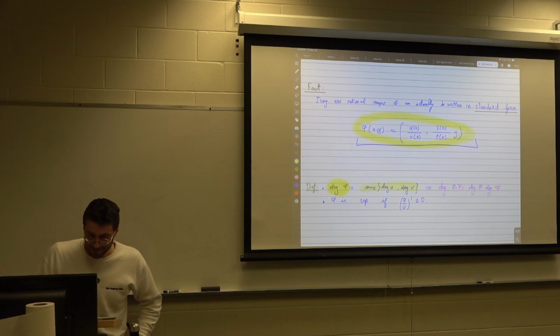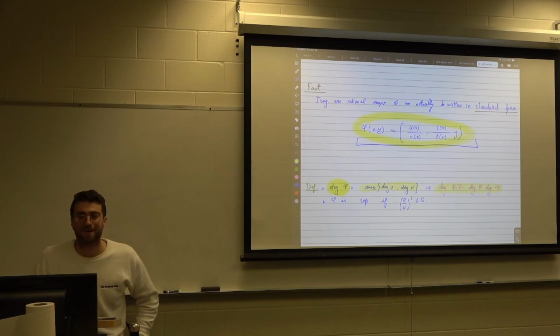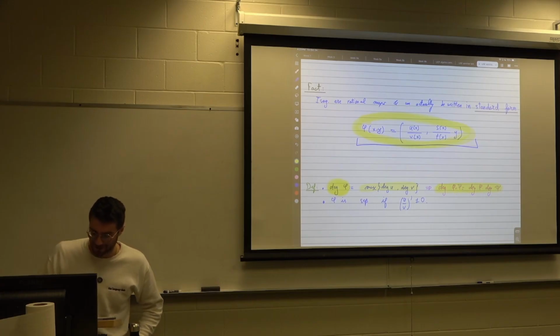It's a bit less easy for me to justify why the degree is multiplicative. To justify it, I have to use a complicated definition of the degree, which I didn't do, but you have to take my word for this. And it should make sense that the degree is multiplicative. So the degree of phi composed with psi is just the degree of phi times the degree of psi. Okay? Moreover, we're going to have this extra word here, separable.